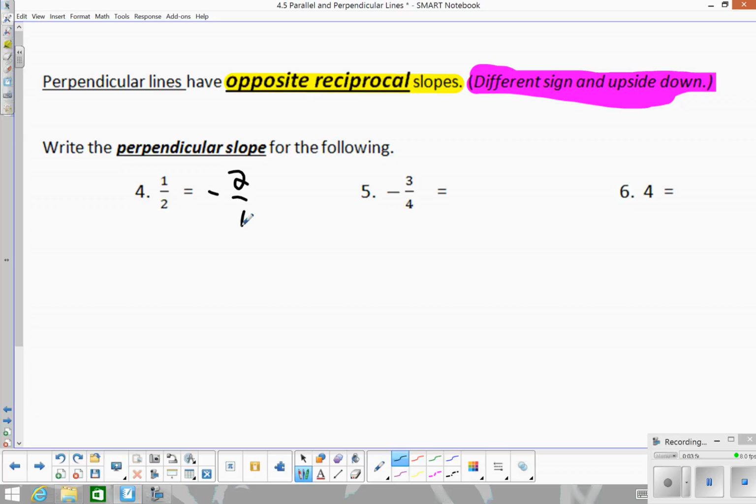Okay, good. Let's try another example. Negative 3/4. If I have negative 3/4 as the slope of my first line, the opposite sign would be positive, and the reciprocal of 3 over 4 would be 4 over 3. Awesome. And number 6. If I just have an integer like 4, first I want to make it a fraction, so all I'm going to do is put it over 1. If that's positive, my perpendicular line is going to have a negative slope, and it's going to have the reciprocal of 4 over 1, which is 1 over 4. Awesome.